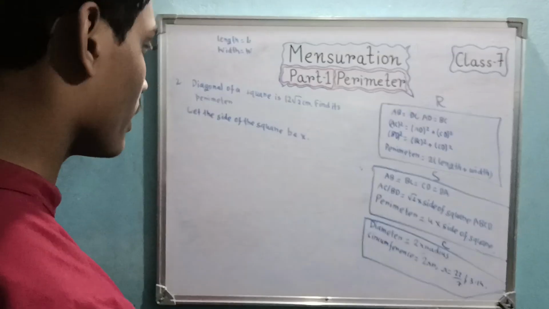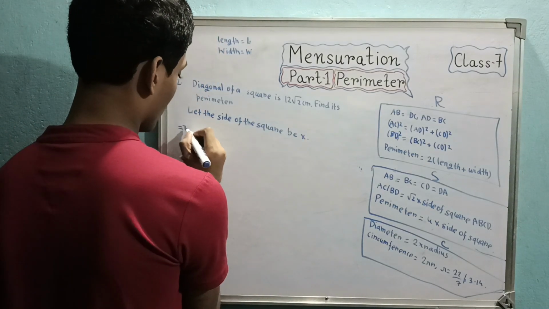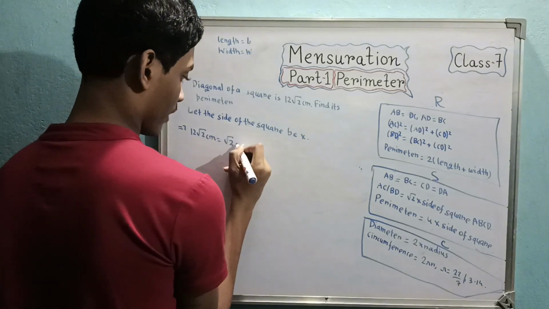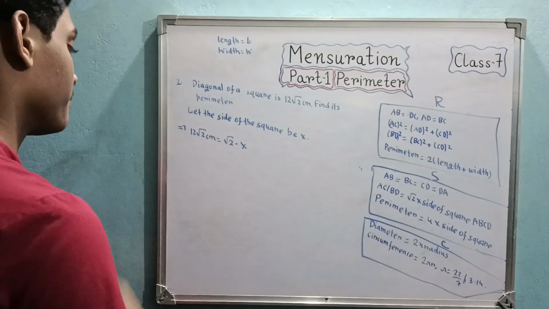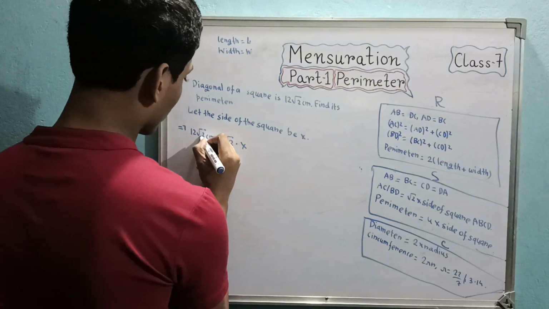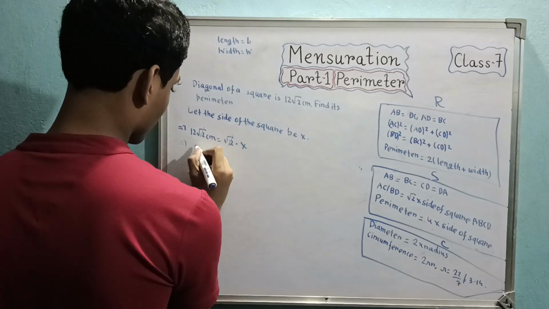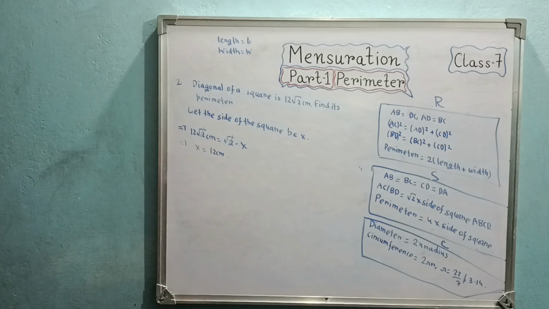Okay. The diagonal of a square, what do we know? Diagonal of a square equals root 2 into side of square. The diagonal is 12 root 2 centimeter equal to root 2 into x. Right. That is the required equation. Diagonal equals root 2 into side of square. Okay. From the equation we can cancel out root 2, and it remains as x equal to 12 centimeter, which is the side of the square, as you can see.